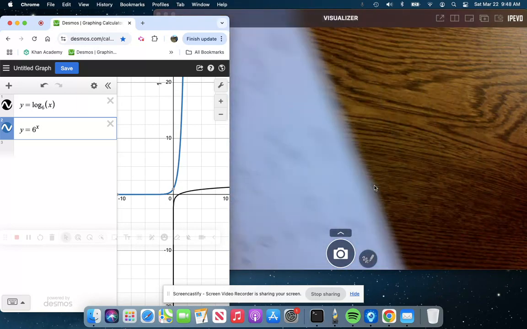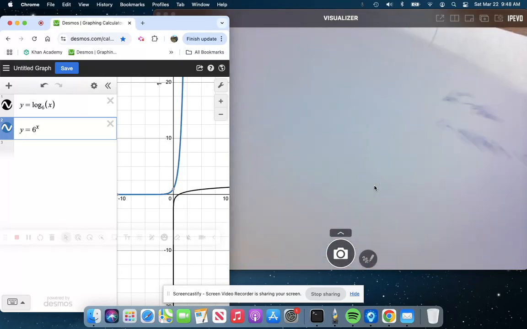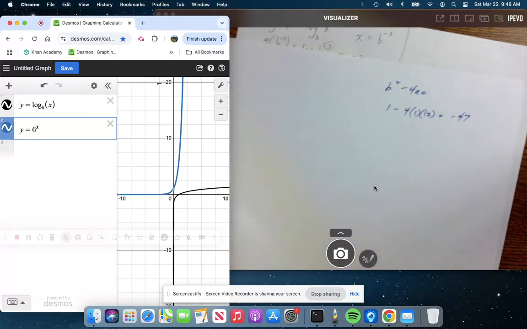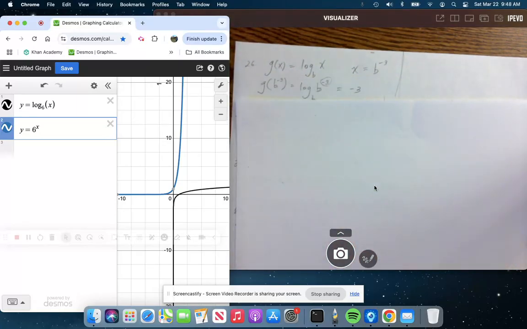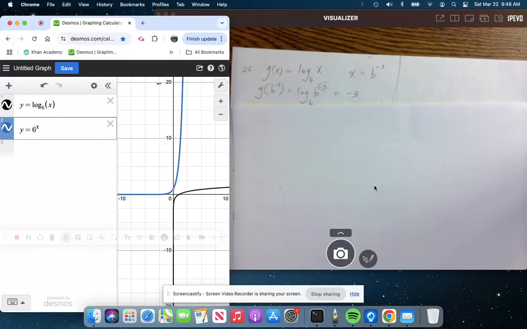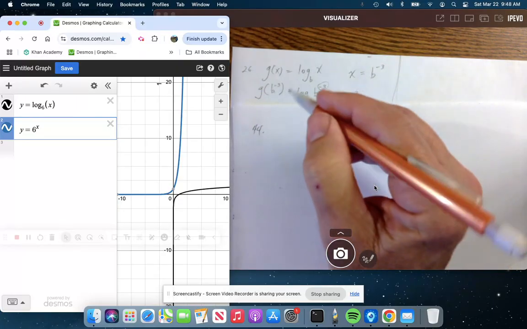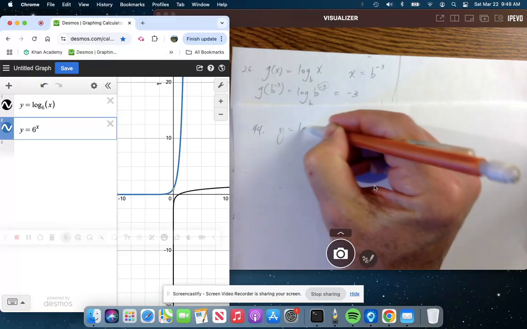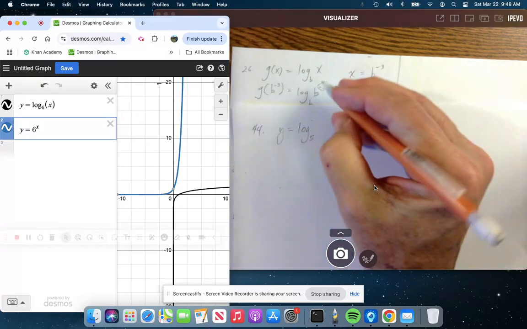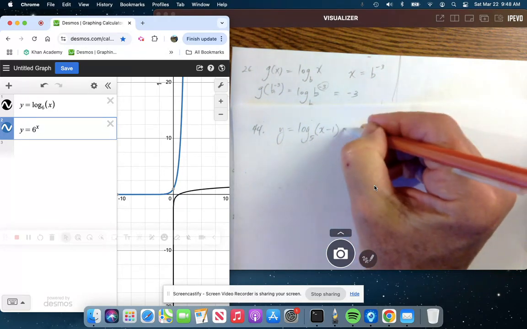So why don't we look at another problem in that same set. So that was number what? That was number 40. So now we'll look at 44. y equals log base 5 of x minus 1 plus 4.